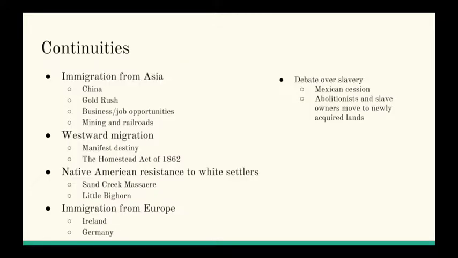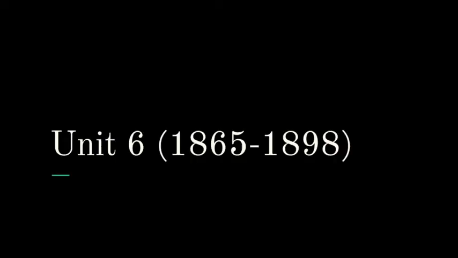Another continuity could be immigration from Europe, from places such as Ireland and Germany. And finally, a continuity would be the debate over slavery that was especially there because of the Mexican Cession. We have abolitionists and slave owners moving to these newly acquired lands that were given to the U.S. by Mexico, and it raised the question of whether or not these would be slave states, and this debate over slavery continued.